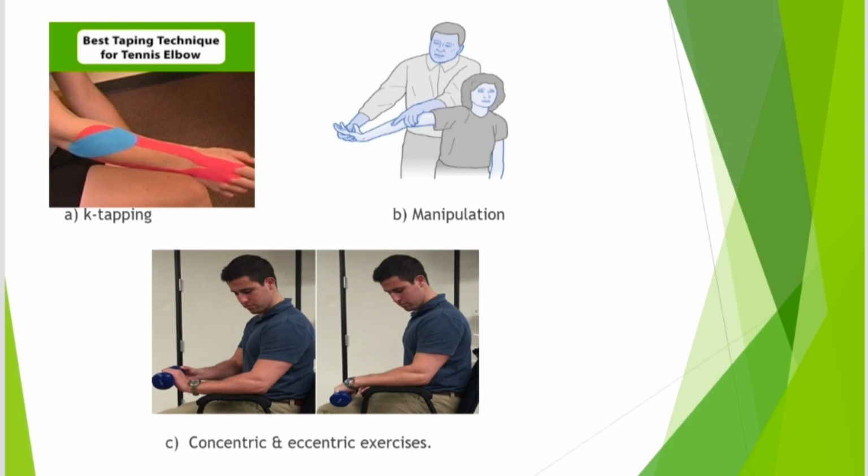C is the picture of concentric and eccentric exercise. With the use of a dumbbell, when the person performs wrist extension, the extensor muscles of the forearm shorten, so it is called concentric exercise. And when the person performs wrist flexion, the extensor muscles lengthen, so it is called eccentric exercise. In concentric contraction, the muscle gets shortened, and in eccentric exercise, the muscle gets lengthened.